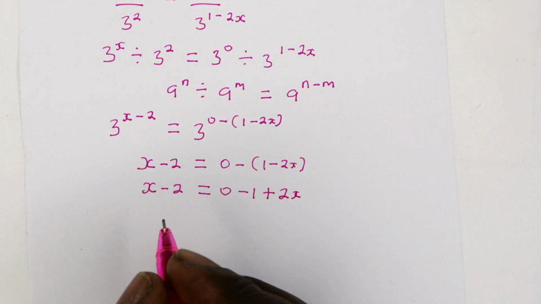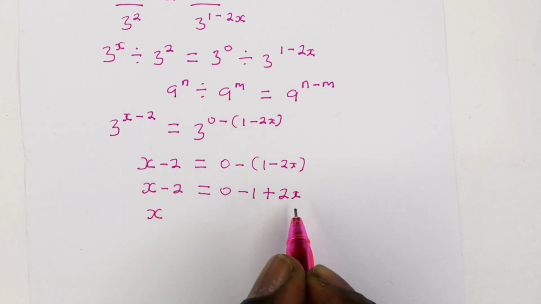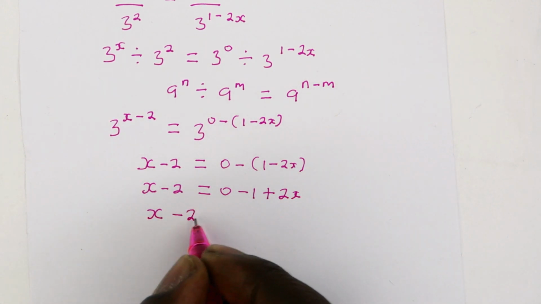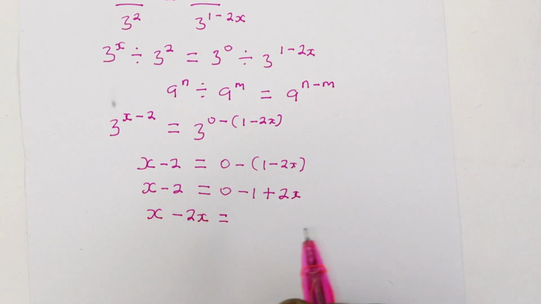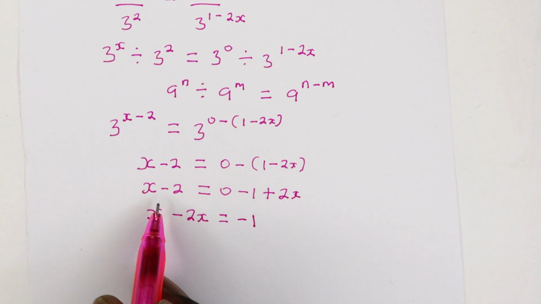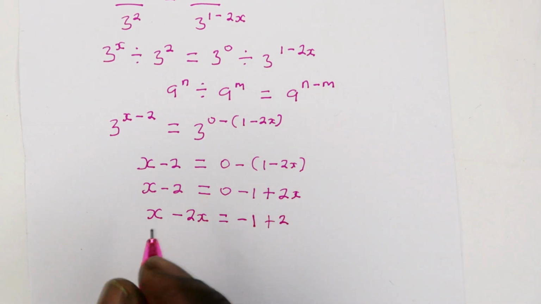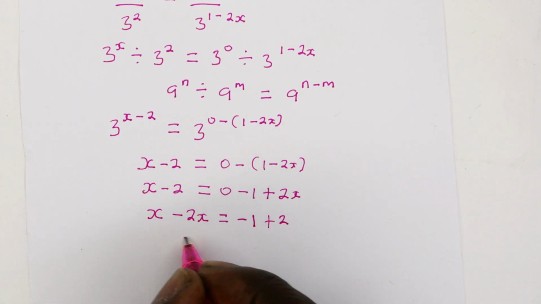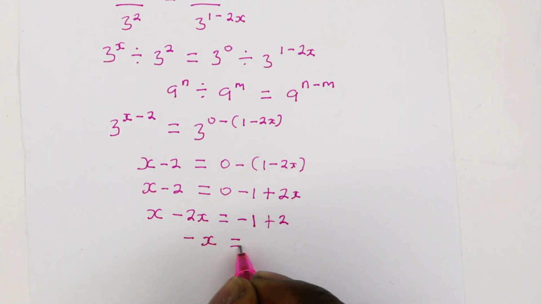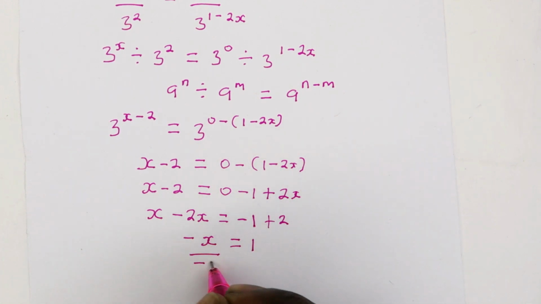Then collecting the like terms, we're going to have x. Then we bring positive 2x to the left hand side, it becomes negative 2x. And then on the right hand side, we have minus 1. Then you take negative 2 to the right hand side, it becomes plus 2. So on the left hand side, we have negative x, and then on the right hand side, we have 1. So just divide both sides by negative 1, so that we have x is equal to negative 1.